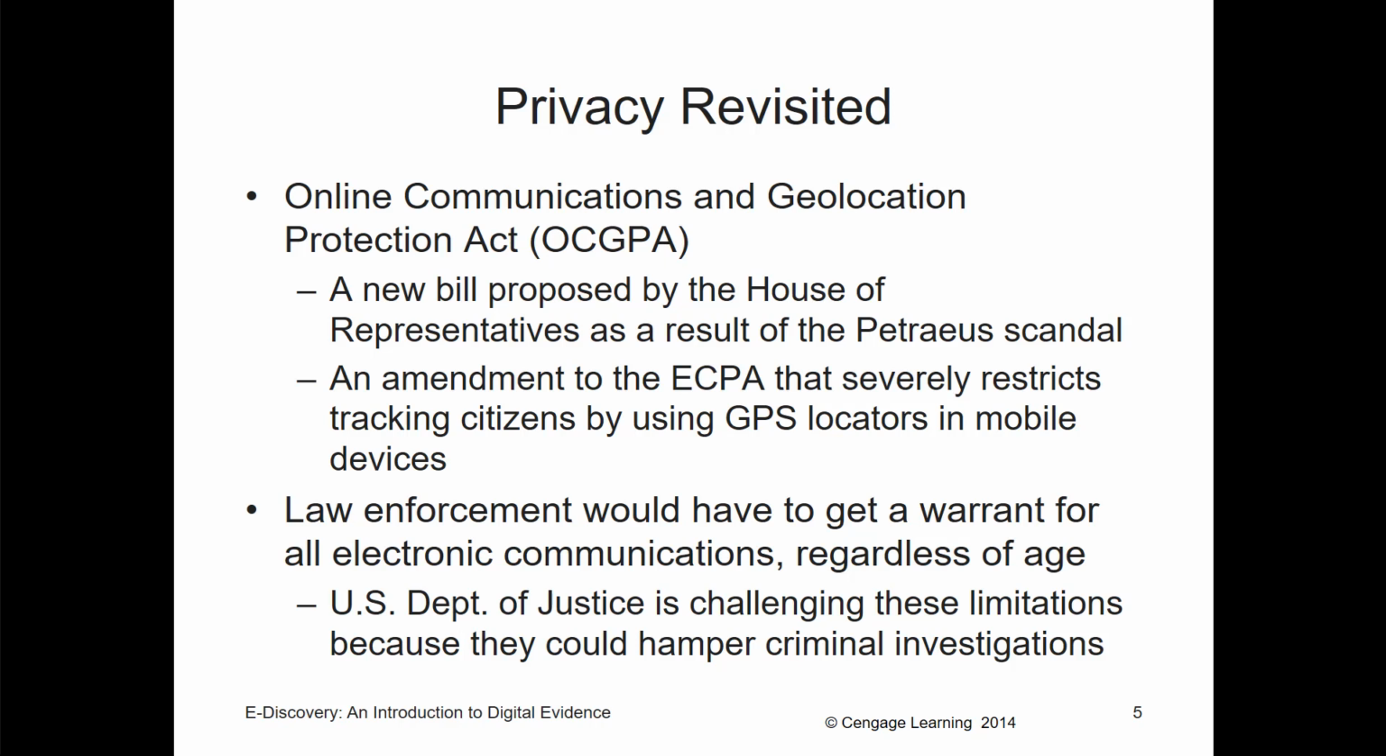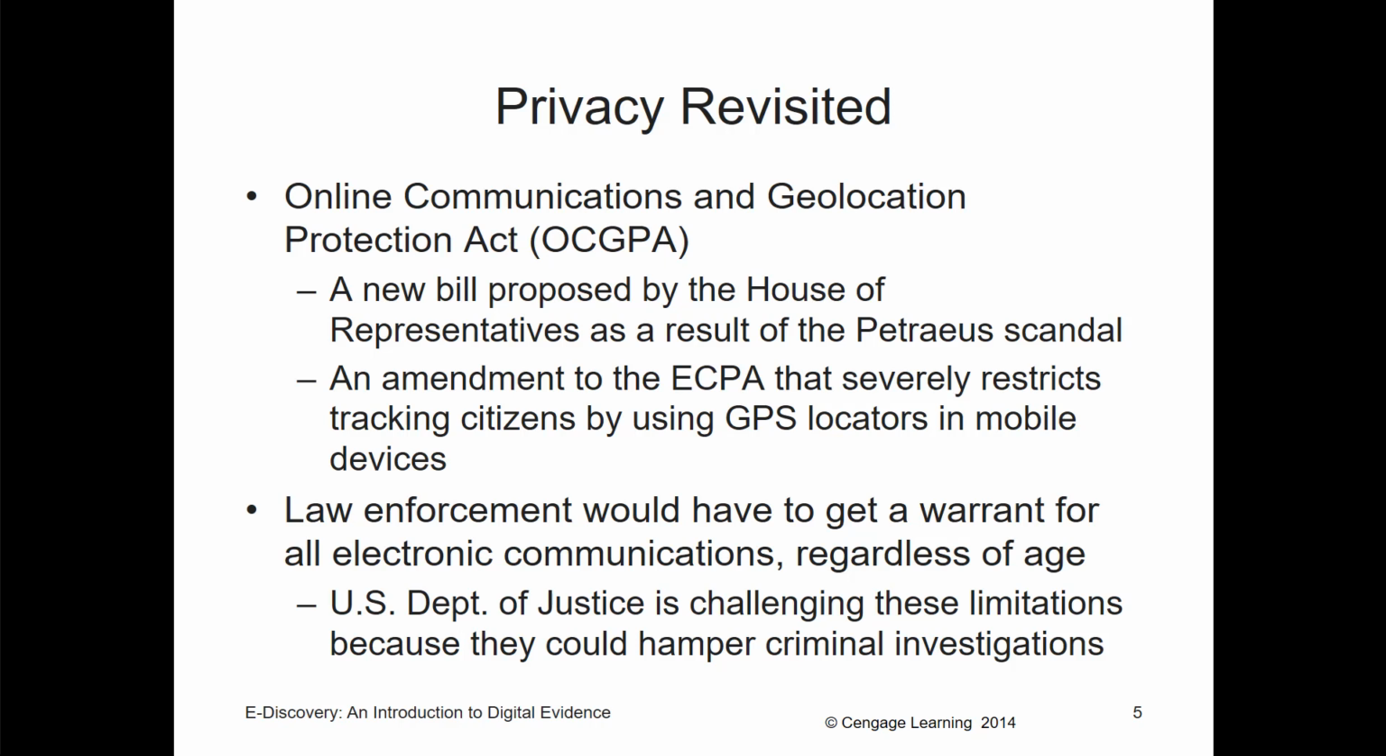We also have what's called the Online Communication and Geolocation Protection Act, OCGPA. This is a new bill that was proposed by the House of Representatives as a result of the Petraeus scandal. I can't pronounce his name. But the famous general scandal, as an amendment to the ECPA that severely restricted tracking citizens by use of the GPS in their mobile devices. So again, we know that we're being tracked. It's just more of what's allowed and what's legally allowed. That's the issue here.